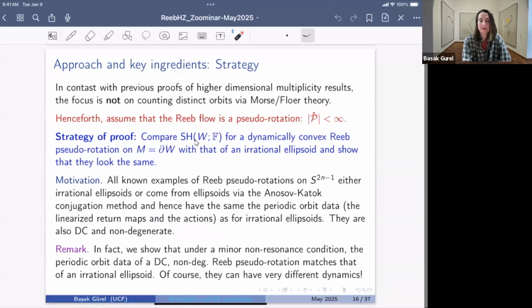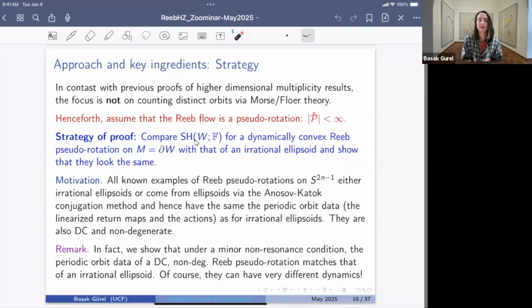We want to look at this SHW for a dynamically convex Reeb pseudo-rotation, and we will compare it with an ellipsoid, an irrational ellipsoid, and basically show that they are pretty much the same. Now, where does the motivation to do such a thing come from?